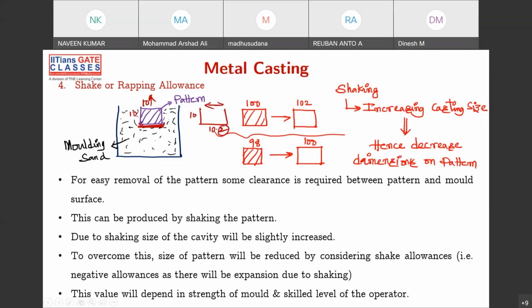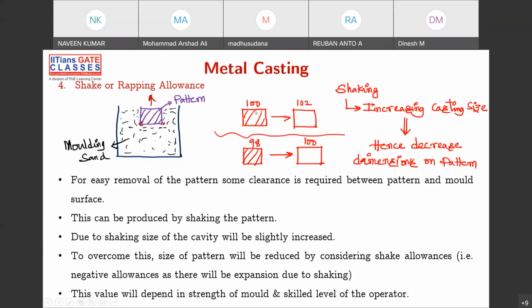So instead of that, I will give my pattern as 9.8, and that 0.2 will be your shaking element. So now you are reducing your pattern size, right? You are reducing your pattern size, which means this is your negative element. Okay, so this is the example.